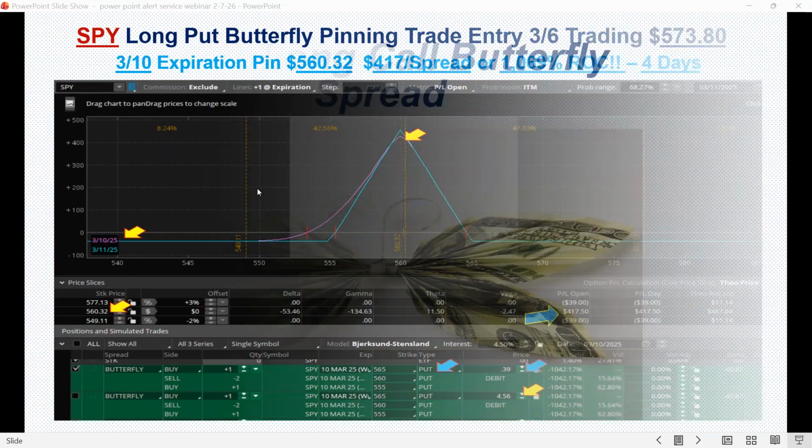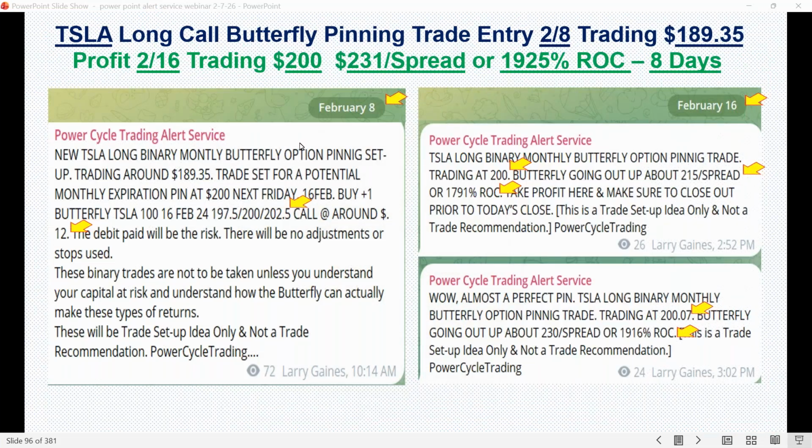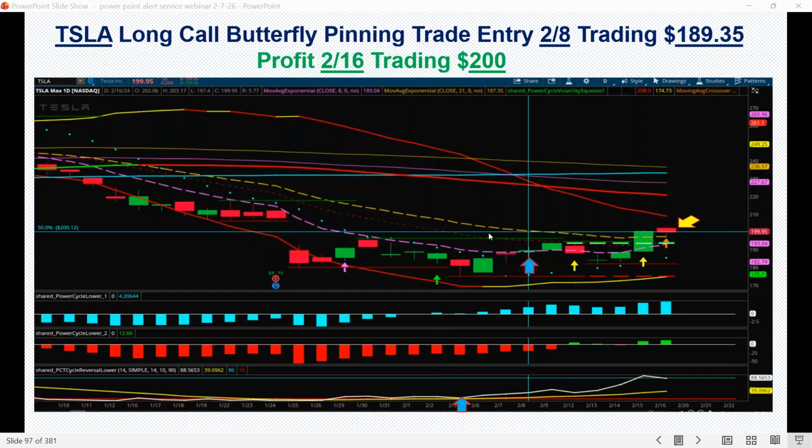And then here's just one more. This one was amazing. This one pinned it to the penny. So this is one that we set up for a Tesla pin to 200. Okay, I'll just kind of flip through this. So set this one up on the 8th of February, and this was for a little over a week out to look for a potential pin at 200.